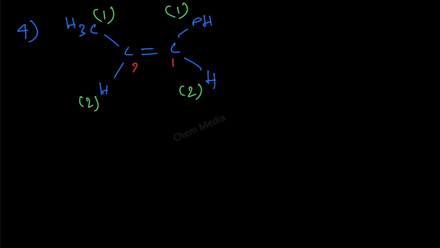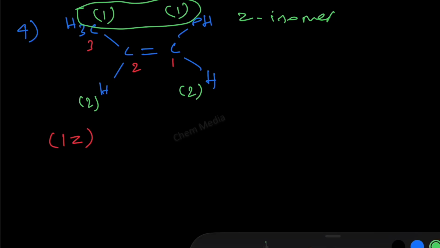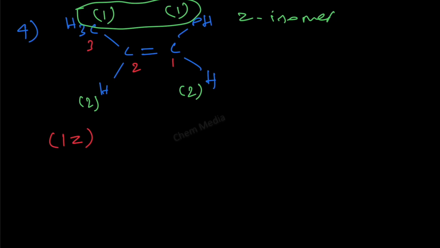Let me number it 1, 2, 3. So the IUPAC name for this molecule is, in parenthesis, 1Z, because we have priorities on the same side. If the higher priorities are on the same side, then it is a Z isomer. If it is not on the same side, then it is an E isomer. So this is a Z isomer. So in parenthesis 1Z and then prop-1-en-1-ol.